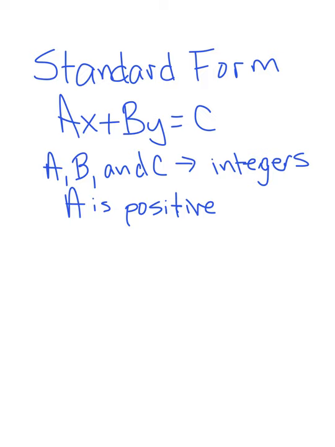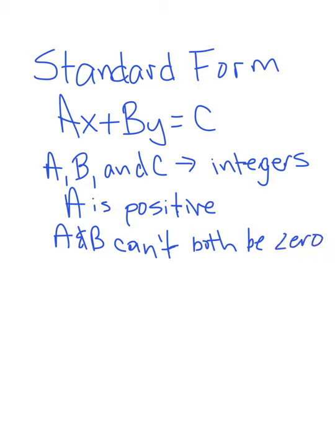to also be positive. And also, a and b can't both be negative, because if a and b were both negative, then I would not have an x or a y. Sorry, I think I said the wrong thing. I said they can't both be negative. What I meant to say was they can't both be 0. If they were both 0, then we wouldn't have an x or a y, and so it would not be in standard form. Okay, so those are some things to remember.